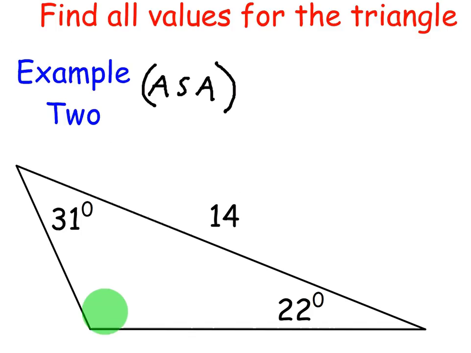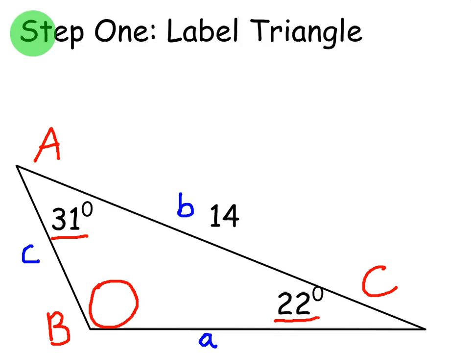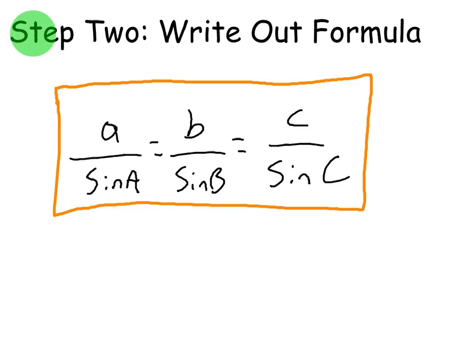So let's go ahead and label our triangle. Again, just be consistent. If you label an angle A, like this 31, then the opposite side should be labeled little a. Big B should be opposite little b. Angle big C should be opposite little c. But it won't matter as long as you're consistent.